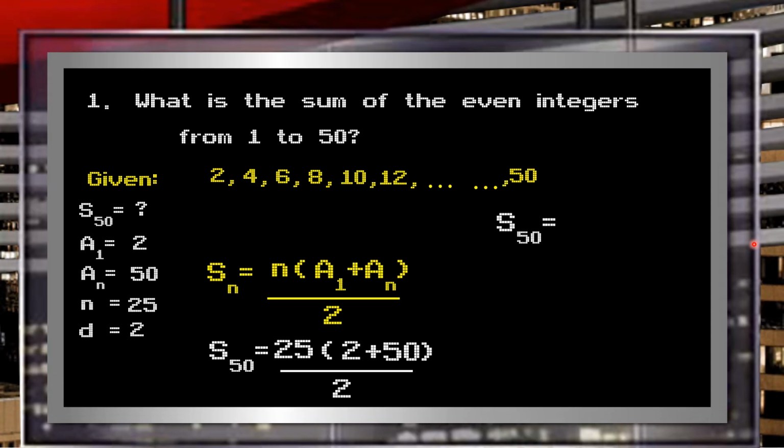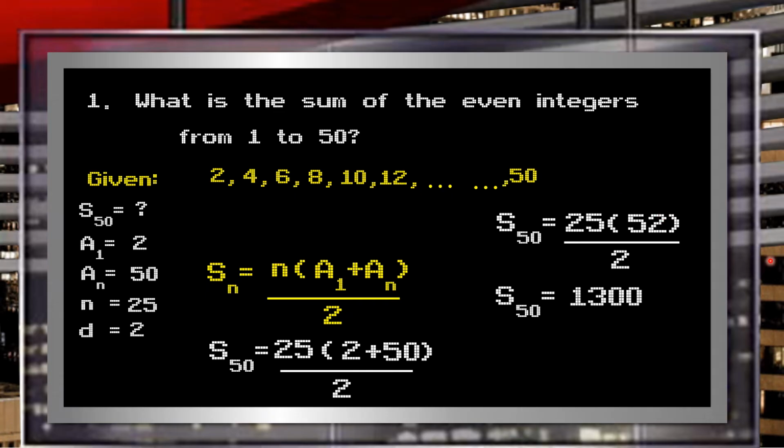Okay, now we have S sub 50 is equal to 25 times 2 plus 52, 2 plus 50 is 52, divided by 2. And S sub 50 is equal to, when we multiply 25 times 52, the answer is 1,300 divided by 2. So, our final answer, S sub 50 is equal to, when we divide 1,300 divided by 2, our answer is 650. So, yan yung ating sum ng even integers mula 1 to 50.